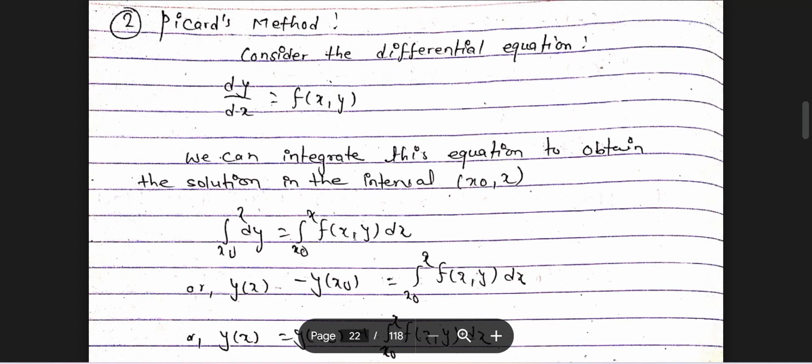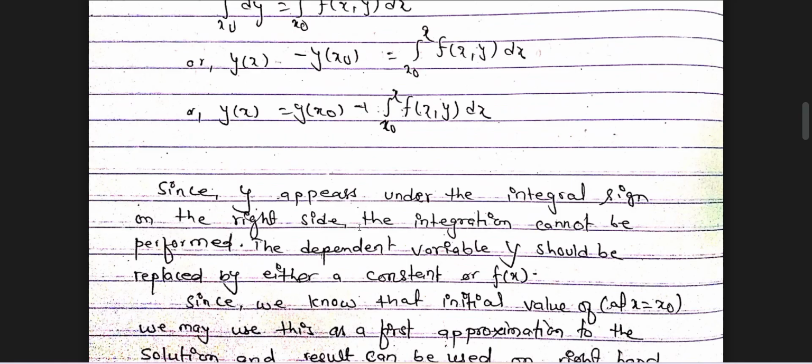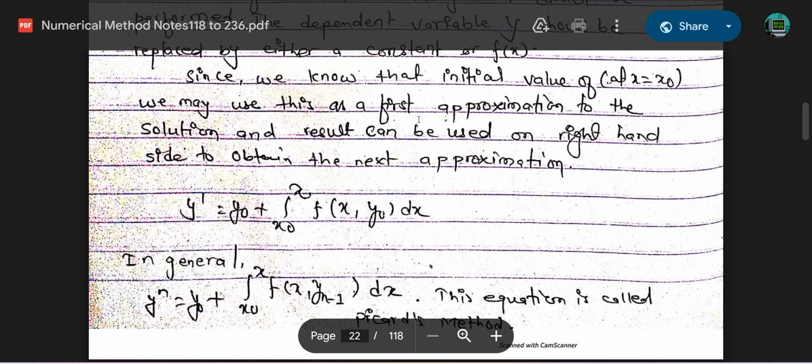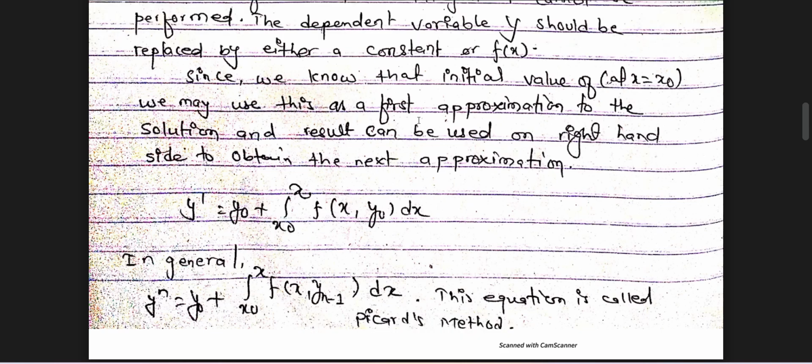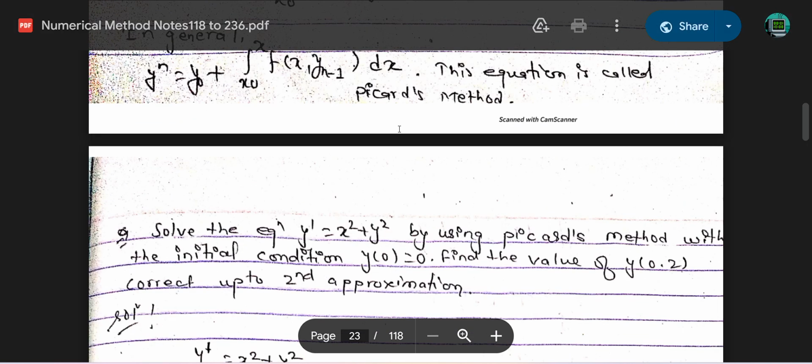Now, the Picard method. Consider the differential equation dy/dx = f(x, y). We can integrate this equation to obtain the solution in the interval x0 to x: y minus y0 equals the integral of f(x, y) dx. Since y appears under the integral sign on the right side, the integration cannot be performed directly. The dependent variable y should be replaced by either a constant or a function of x. Since we know the initial value y0, we use this in the first approximation to the solution. The result can then be used on the right hand side to obtain the next approximation. Generally, this is called the Picard method. Solve the equation using the Picard method.